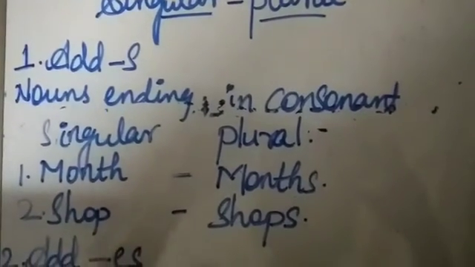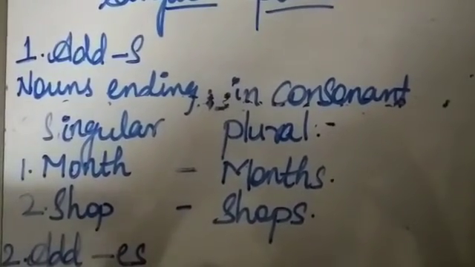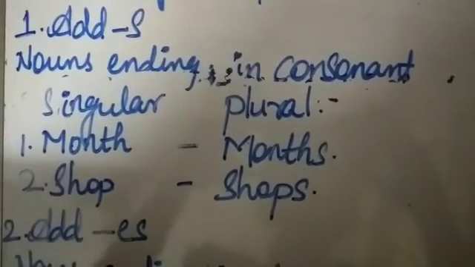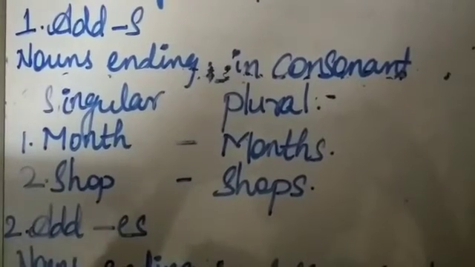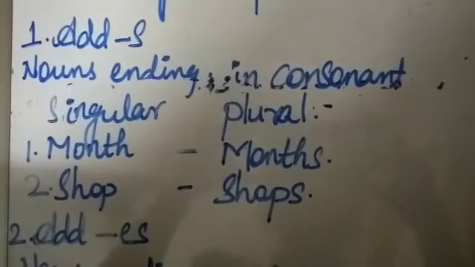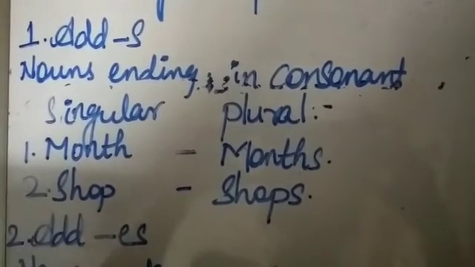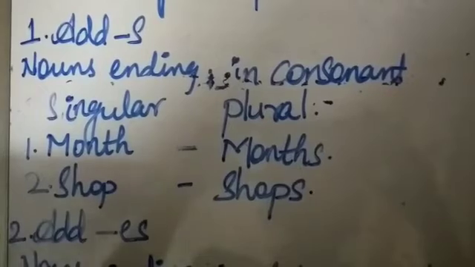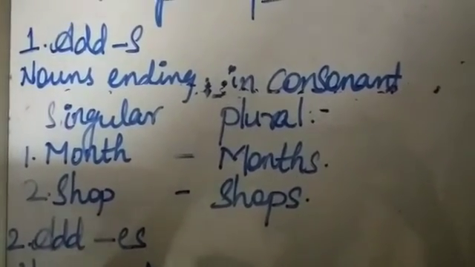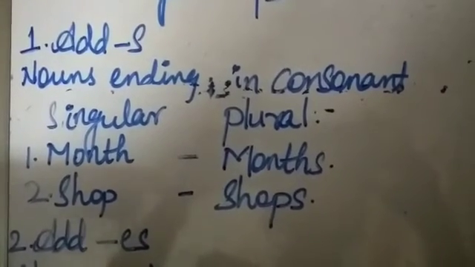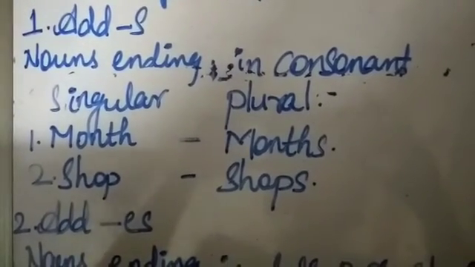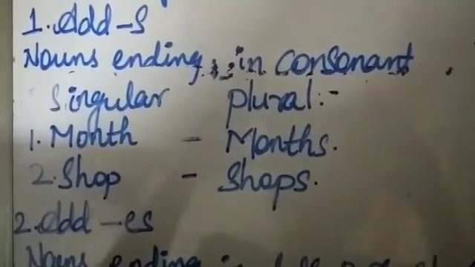For example, the first one is month. M-O-N-T-H, month. H is a consonant. So we add S there. M-O-N-T-H-S, months. Month means only one month. Either it may be January, February, March, April, any single month. Months, M-O-N-T-H-S, months, means more than one. It might be 2 months, 3 months or more than it.